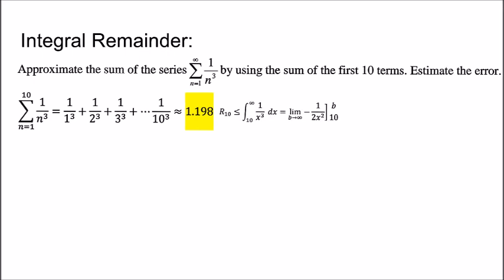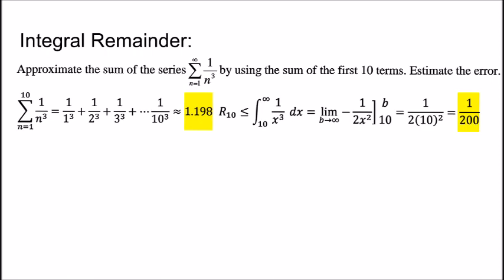The remainder using the 10th term is less than or equal to the integral from 10 to infinity of 1 over x cubed dx, which equals the limit as b approaches infinity of negative 1/2 over x squared from b to 10, which equals 1 over 200.